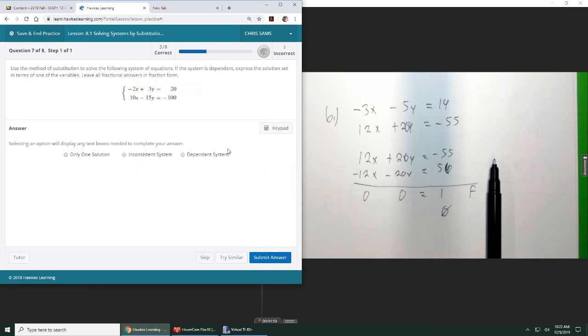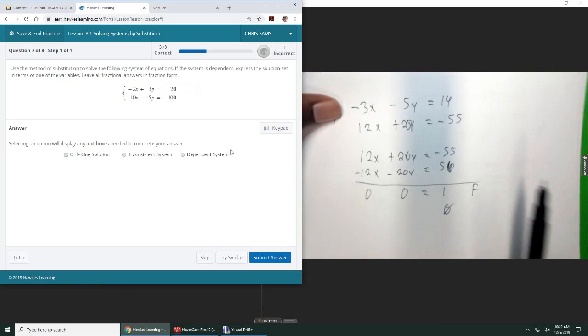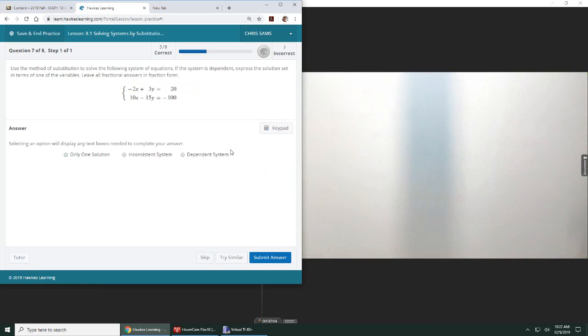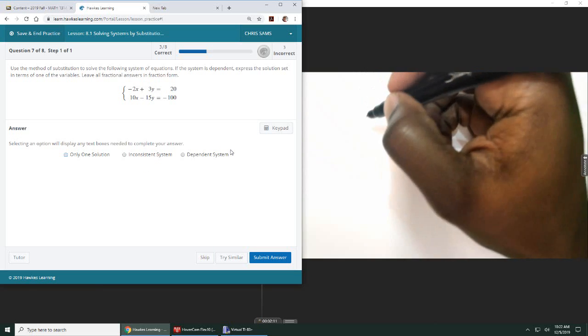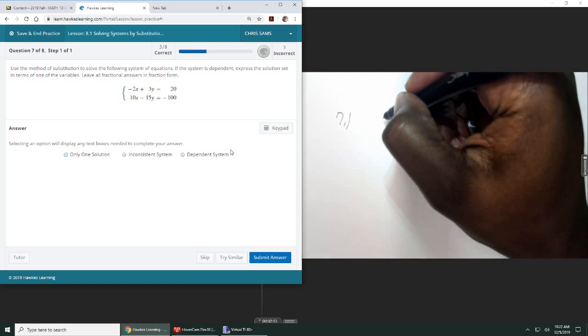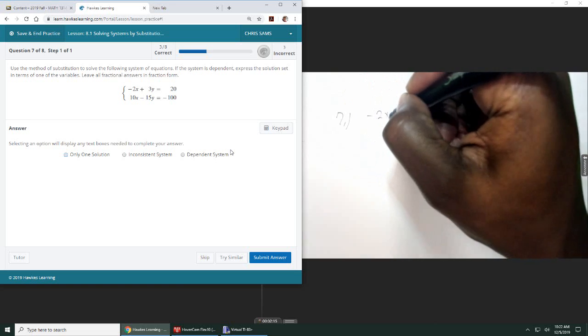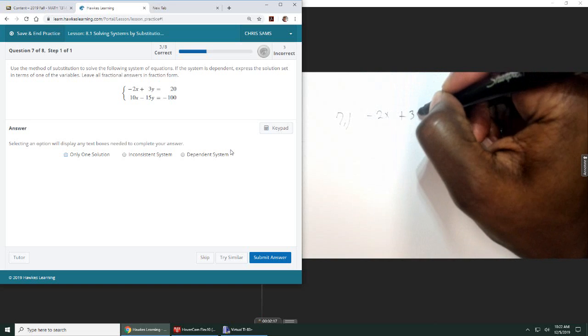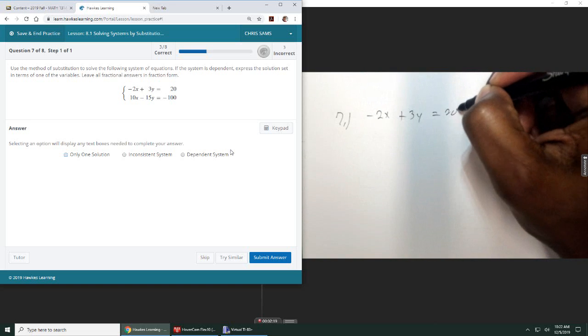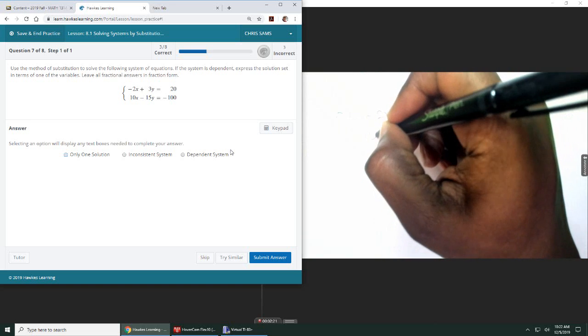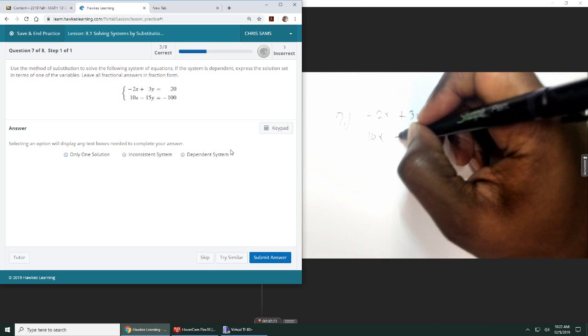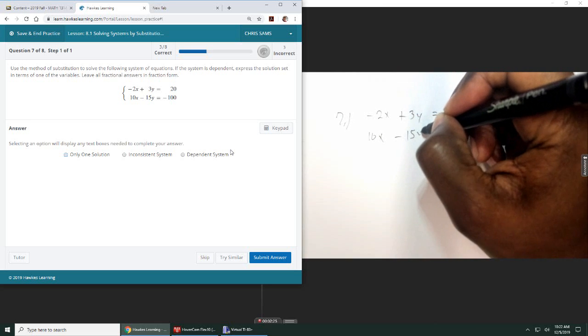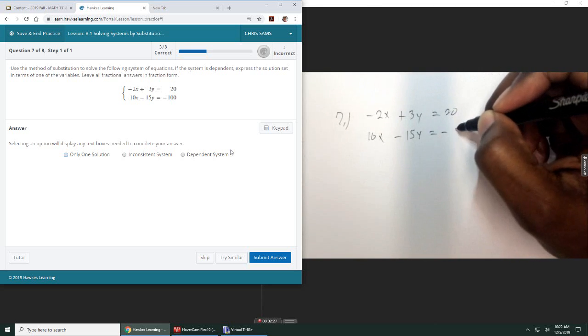Oh, I hit skip, but that should have been correct. We'll go ahead and do number 7 here. Again, we will use elimination. That'll be easier to do. Negative 2x plus 3y equals 20. And then we have 10x minus 15y equals negative 100.